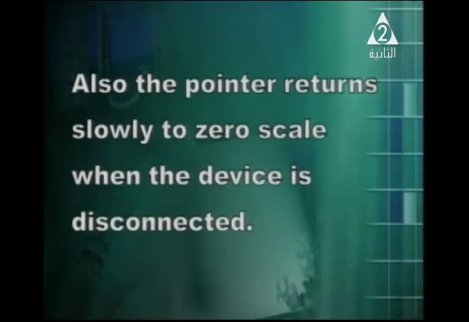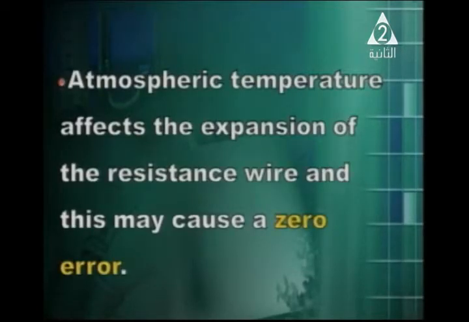Also, the pointer returns slowly to zero scale when the device is disconnected. Atmospheric temperature affects the expansion of the resistance wire. Atmospheric temperature means the temperature of the surroundings. It affects the expansion of the resistance wire, and this may cause a zero error.